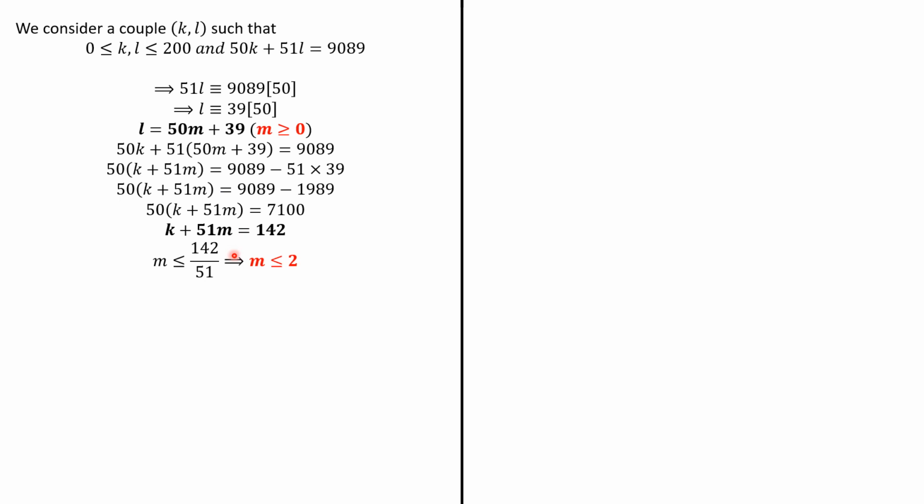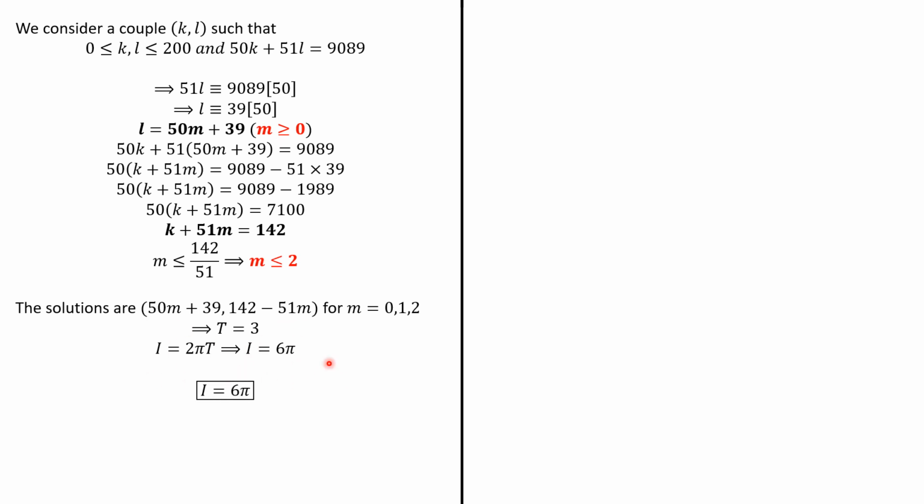Now to sum up, from here, k is going to be 152 minus 51m, and l is 50m plus 39. And m is going from 0 to 2, so we have 3 values. So S is 2π multiplied by t, and t is 3. So S is 6π. But since S is real, S is also I. Remember that I is the real part of S. So I is also 6π, and we have the answer: 6π.